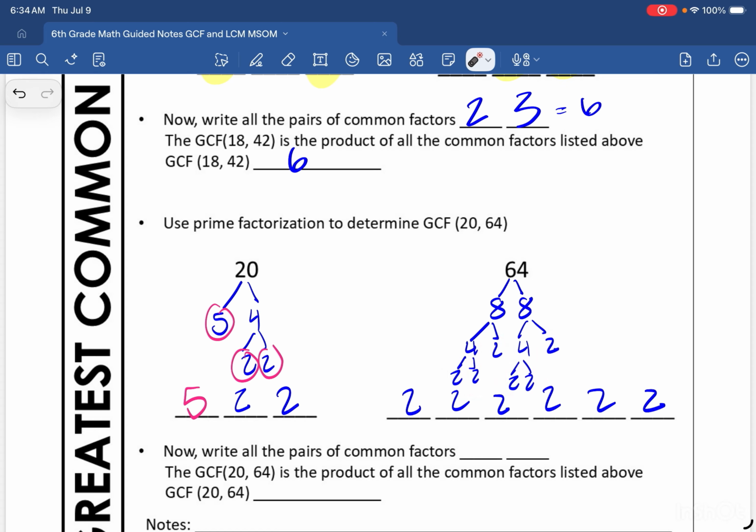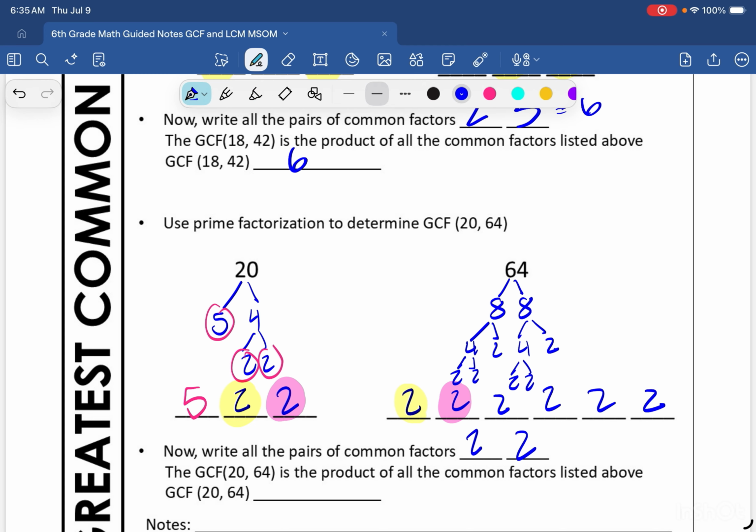Now write all the pairs of common factors. So I have a pair of 2's, and then I have another pair of 2's. So I have two 2's that are common factors, there and there. So the greatest common factor of 20 and 64 is the product of all the common factors. So I'm going to multiply those together, and that gives me 4. So the greatest common factor of 20 and 64 is 4.